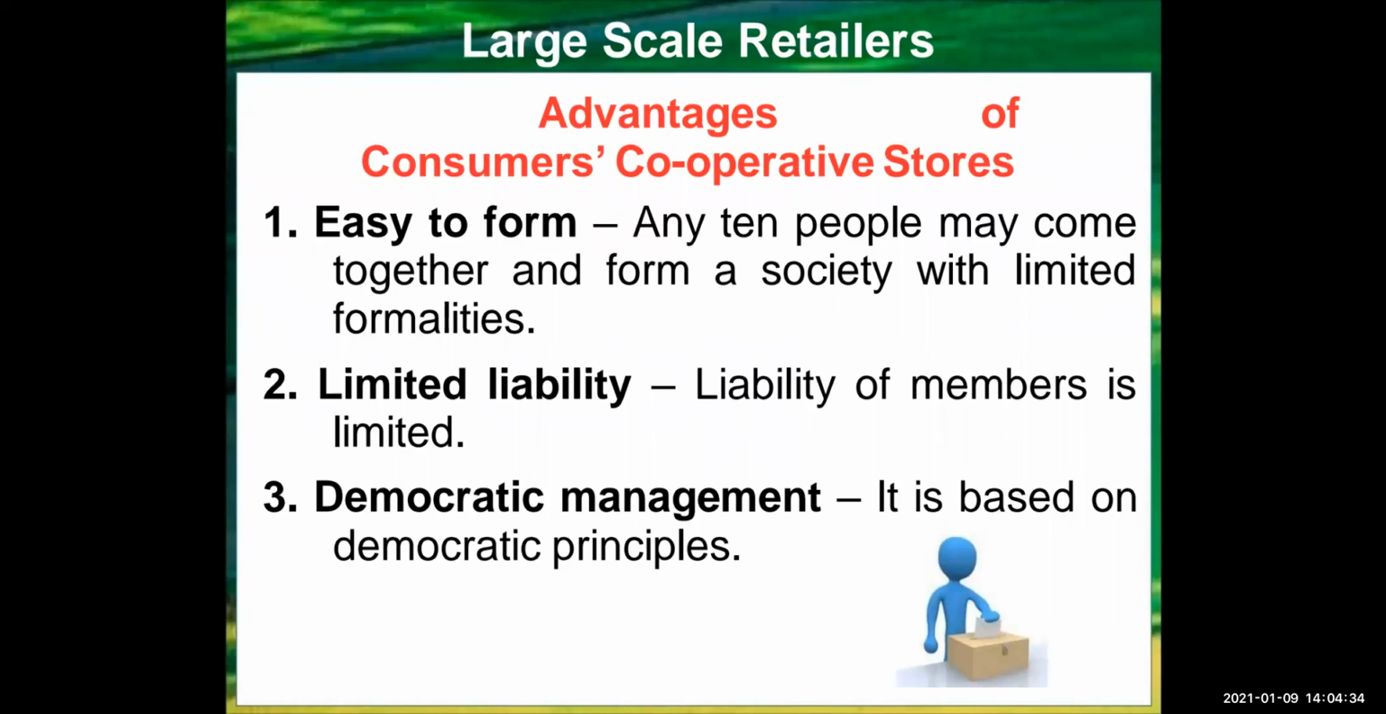Talking about the advantages of these consumer cooperative stores, it is very easy to form because it requires only 10 people and it is a voluntary association. So, any 10 people may come together and form a society with limited formality. And the liability of members is also limited up to the capital which is invested by them. Thirdly, it is based on democratic principle, that is, one person has one vote.